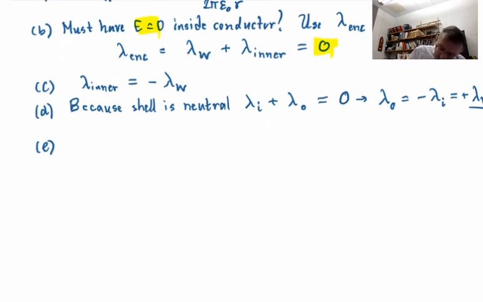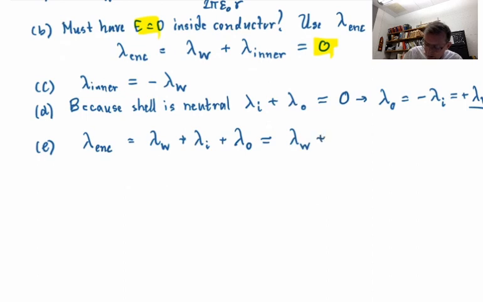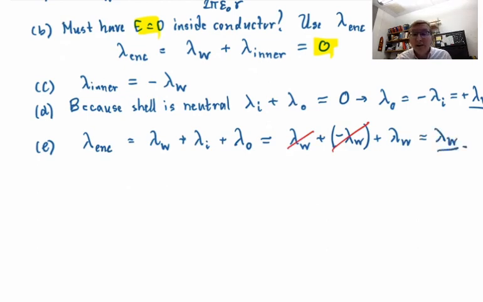So the total lambda we have to include, lambda enclosed, is the lambda of the wire, plus the lambda induced on the inner surface of the shell, plus the lambda induced on the outer surface. And then use what we know about these various things. Lambda wire plus lambda inner, negative lambda wire, plus lambda outer, lambda wire. And those two cancel, and we just have lambda wire. That's what you would use if you're outside. So we've gotten the most out of that cylinder equation pretty much that we can.